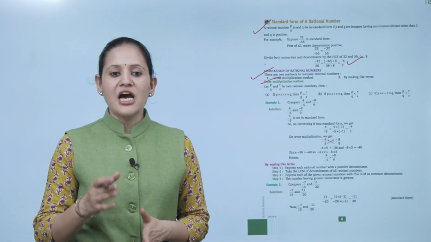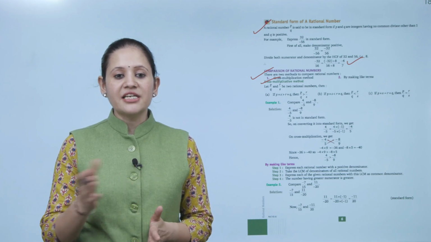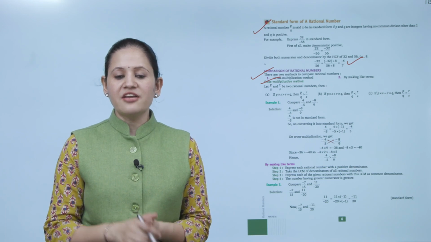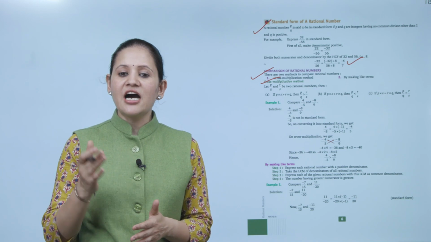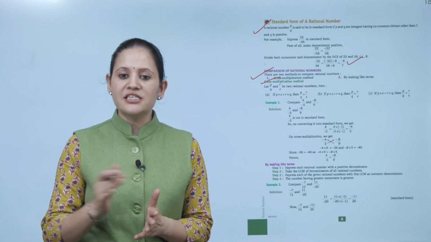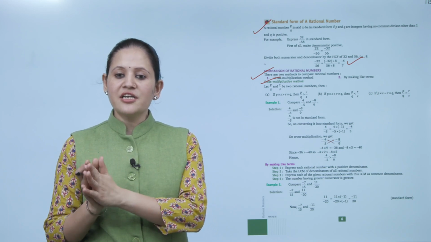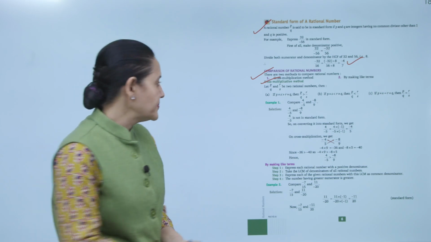Let p upon q and r upon s be two rational numbers. Then if p into s is greater than r into q, then p by q is greater than r upon s. If the product of p and s is less than r into q, then p by q is less than r upon s. If p into s equals r into q, then p upon q equals r upon s. Now we'll take an example here.